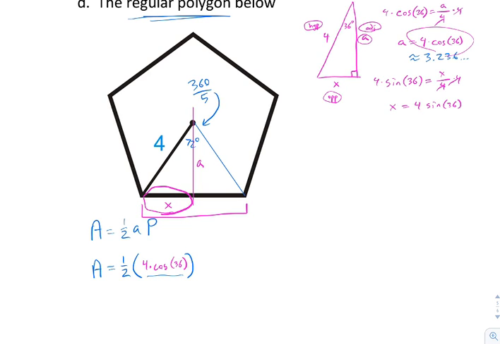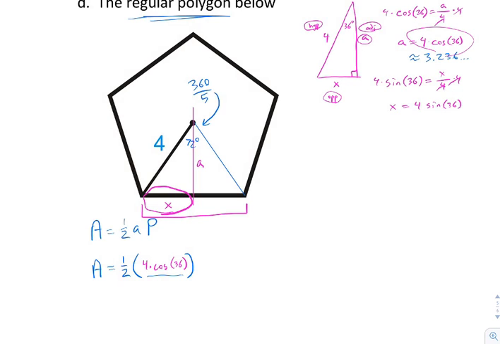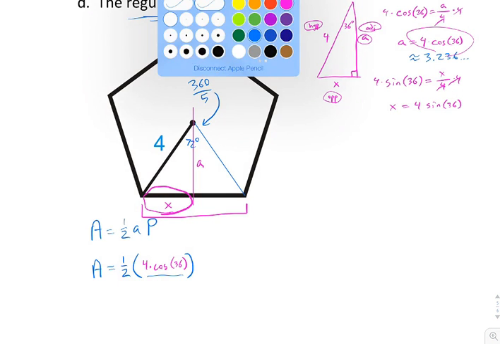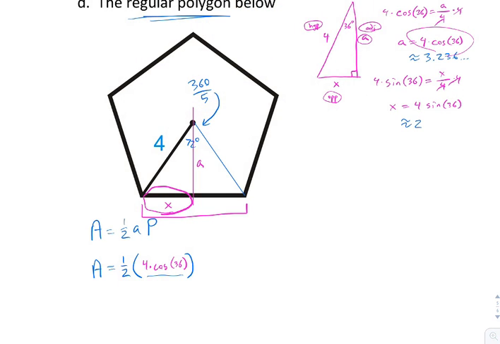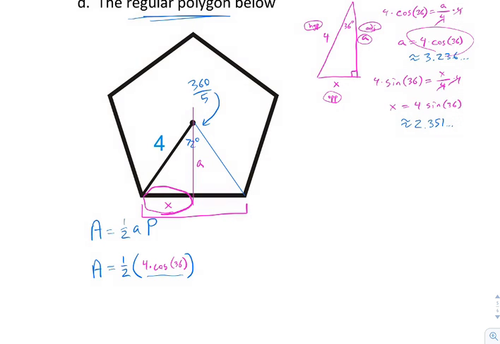And again, you can approximate that. You can say 4 times sine of 36 is 2.351. Is that right? 2.3, yes, okay. Sorry, 1 second. There we go.